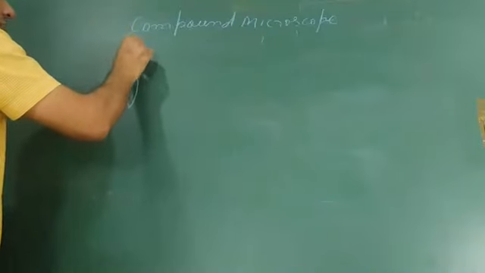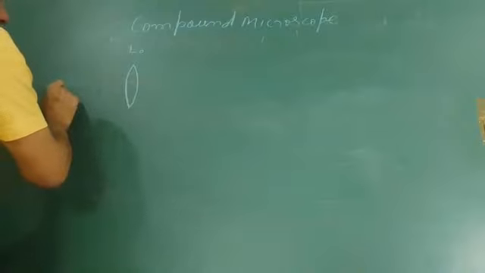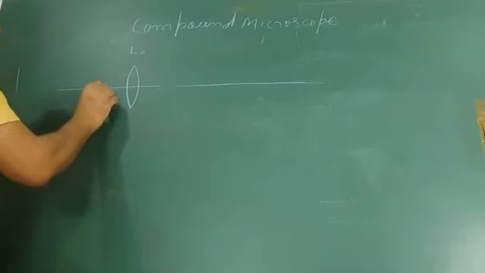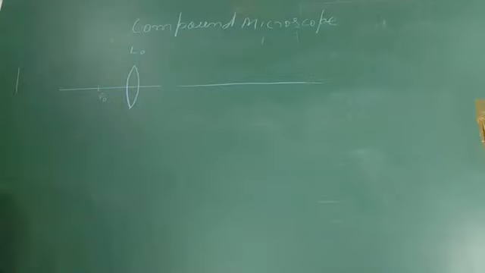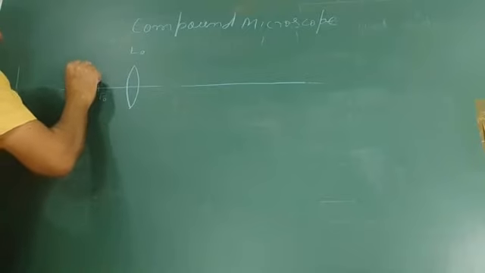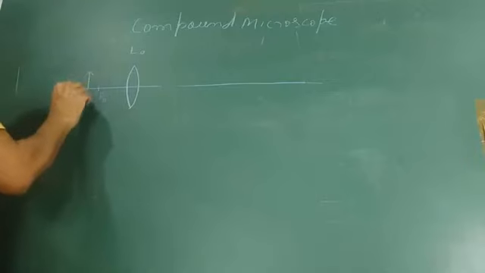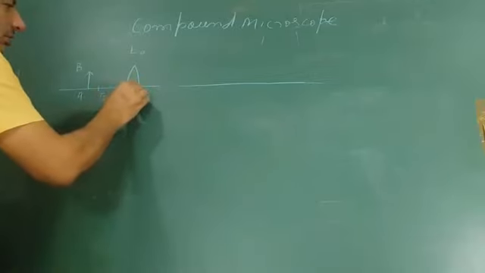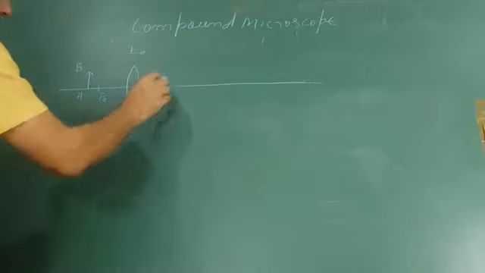This is one lens, a convex lens. This lens is called the objective lens, denoted by LO, O for object. It is its principal axis, and I am extending it on both sides. Its aperture size is small and its focal length is also very small. Suppose its focus is FO. The object is placed just beyond FO. Suppose this is our object AB. Optical center C1.